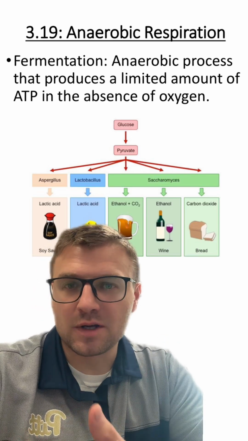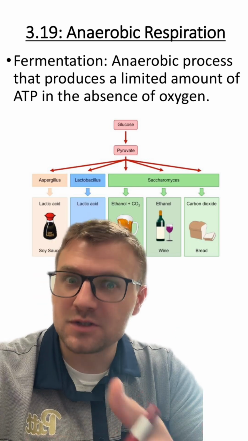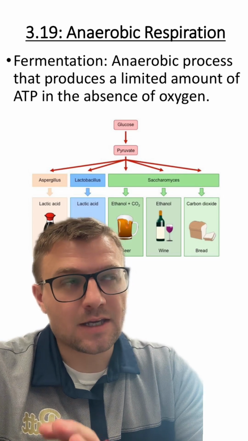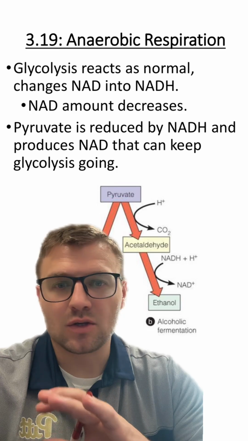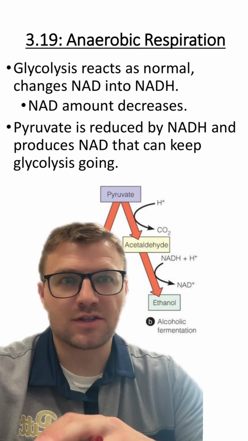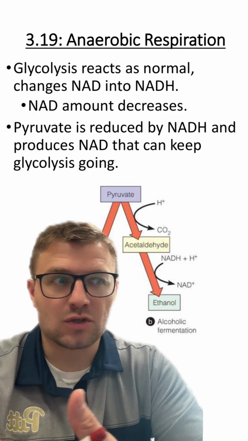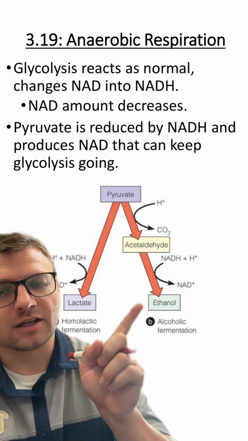Fermentation is the anaerobic process where a limited supply, or a small amount, of ATP will still be produced without oxygen. I like to tell students that a little bit of ATP is better than no ATP. What will happen is glycolysis will still react normally and produce those two pyruvate molecules. Now, our main two types of anaerobic respiration or fermentation are lactic acid fermentation and alcoholic fermentation.